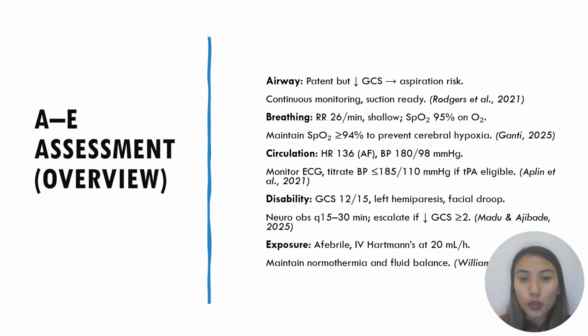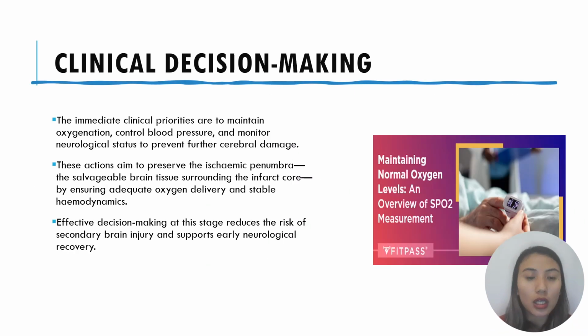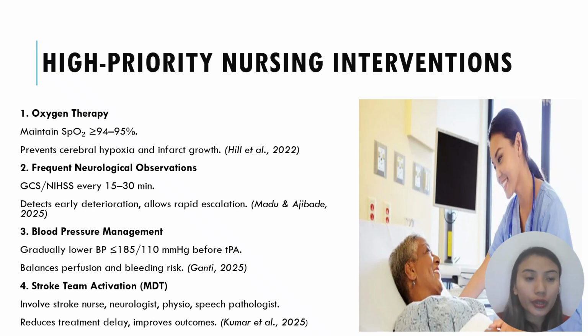I'm going to move to the next slide. Here I'm going to talk about the clinical decision making and high priority nursing interventions. Another one is frequent neurological observation. Perform the Glasgow Coma Scale and National Institutes of Health Stroke Scale every 15 to 30 minutes initially.